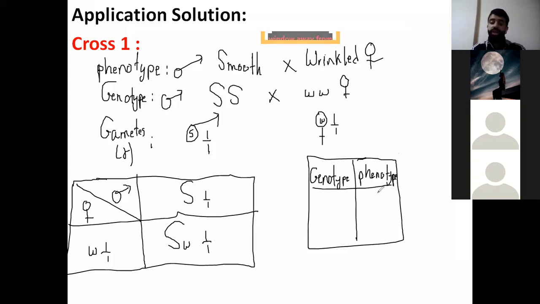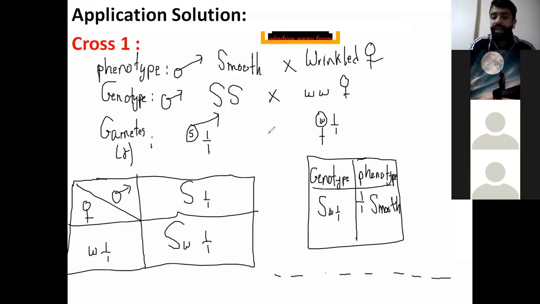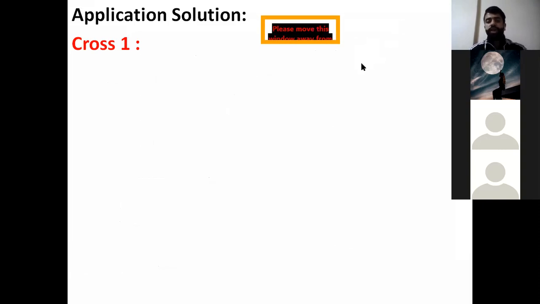And the phenotype and genotype, we have SW 1 over 1. So 1 over 1, we will have smooth. So this is the F1. F1, they are SW. So therefore, results are verified. You have to write it. Don't forget to write it. So here, this is the genotype of F1. It's SW. Now, we're going to move to the cross 2.